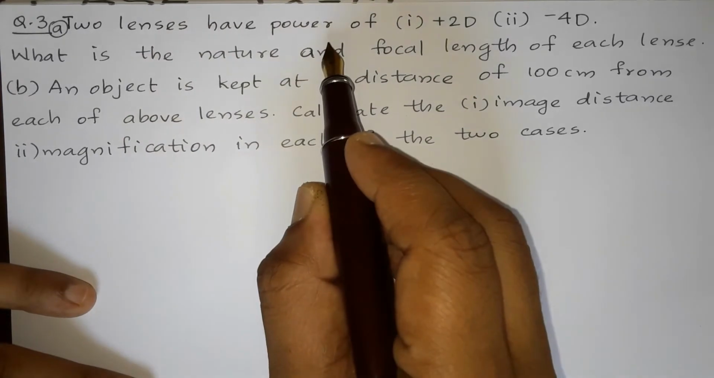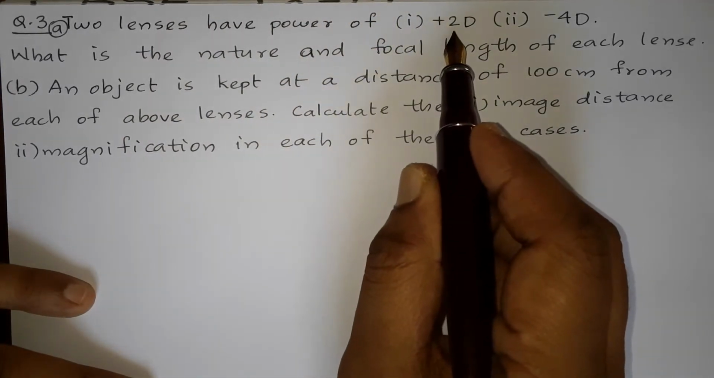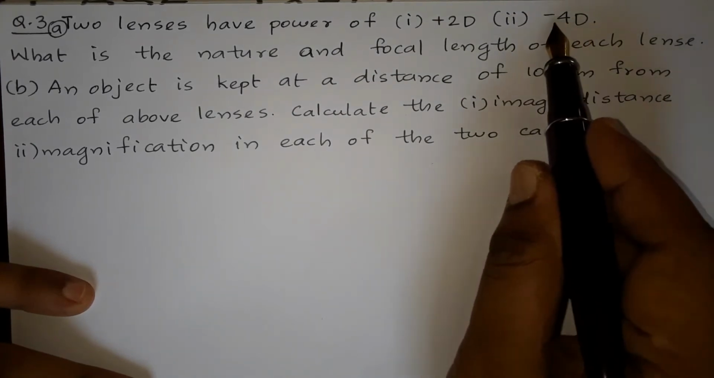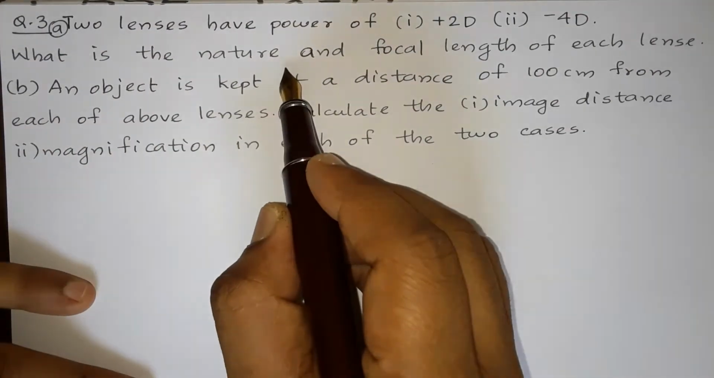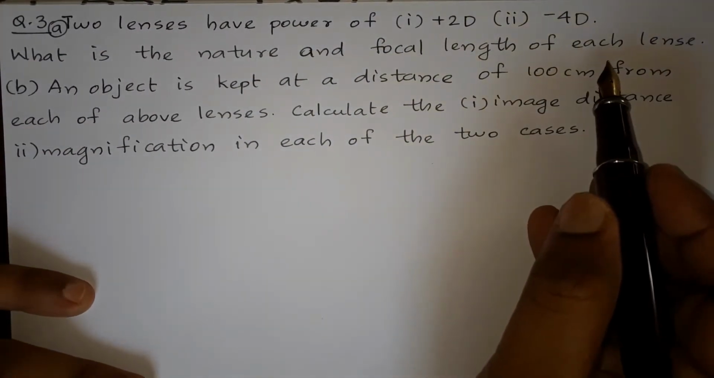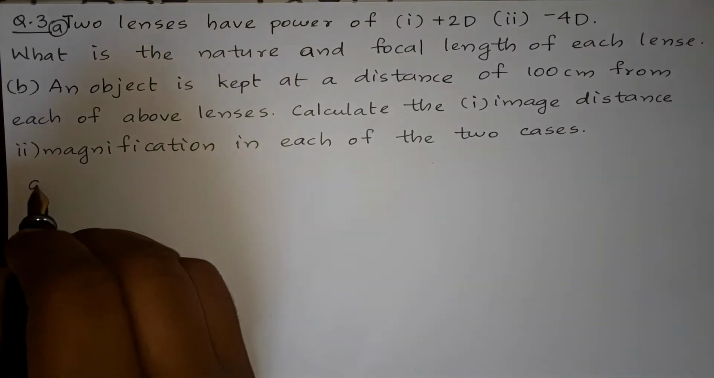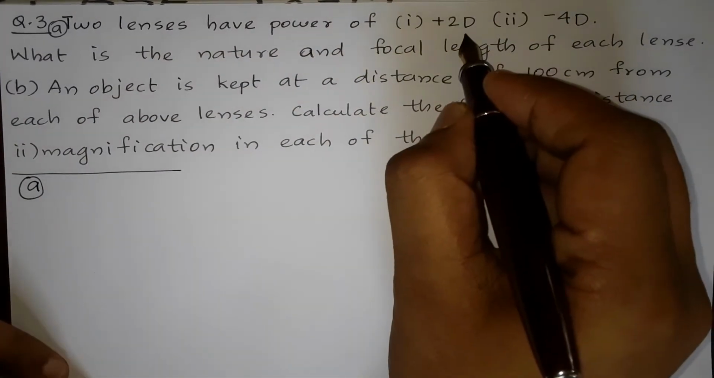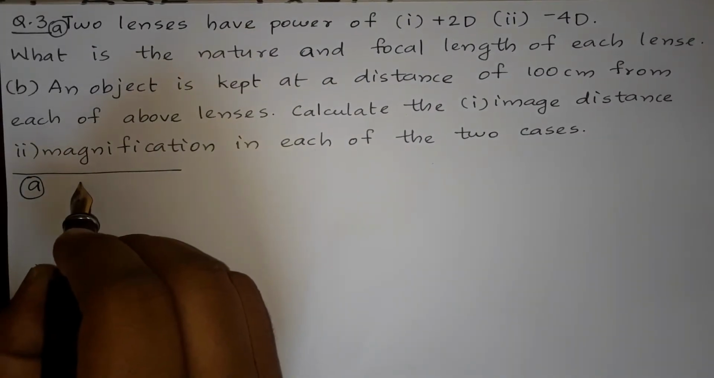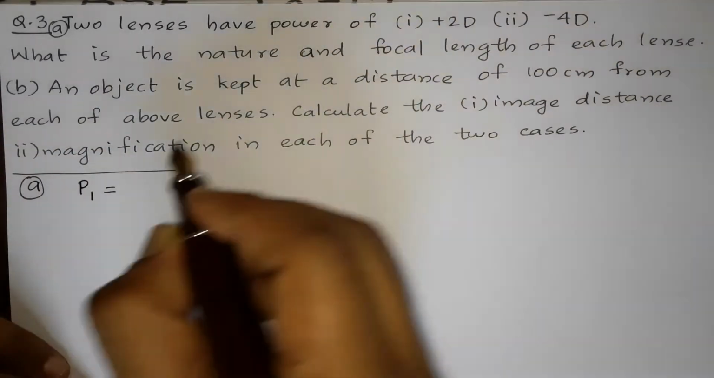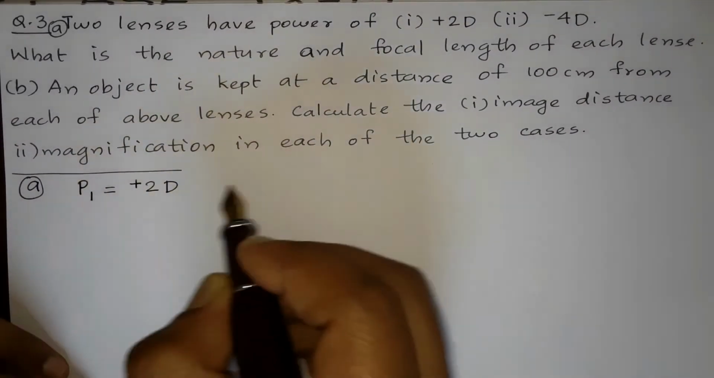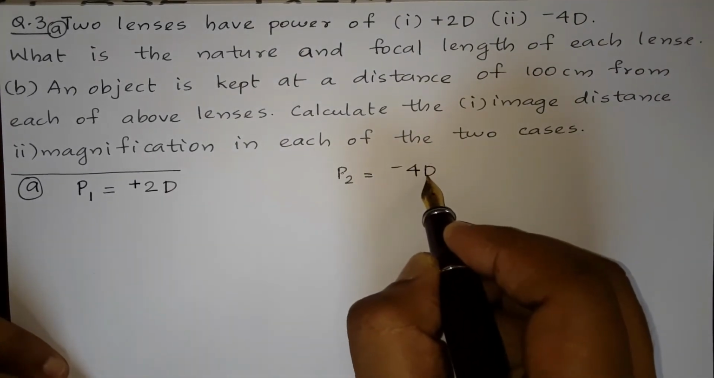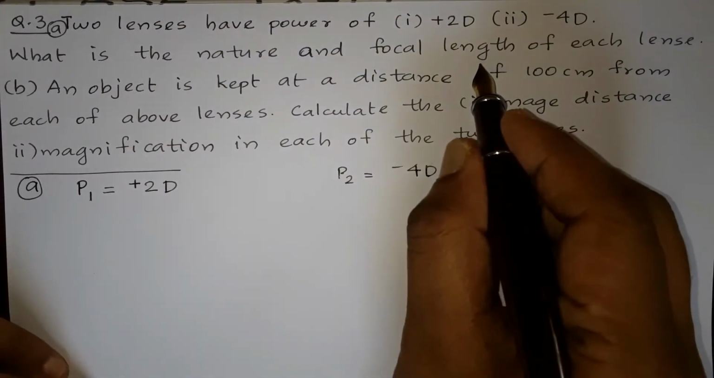This is our third question. Two lenses have power of positive 2 diopter and the second one is having negative 4 diopter. What is the nature and focal length of each lens? Let's find it first, the A part of the question. For the first lens, power P1 is given as positive 2 diopter and P2 is given as minus 4 diopter. We have to find the nature and focal length.